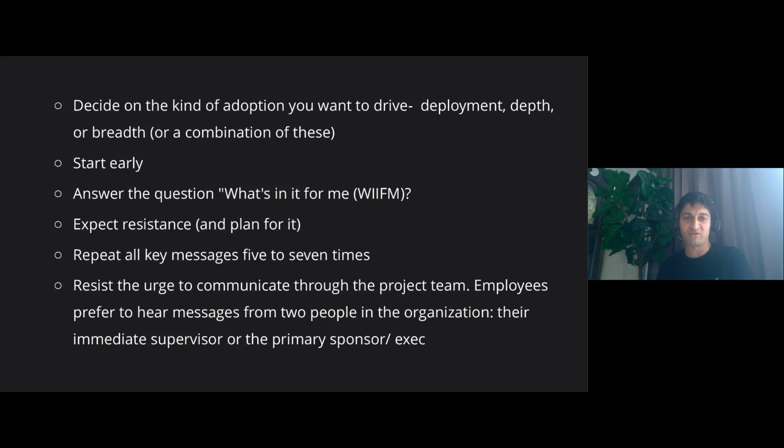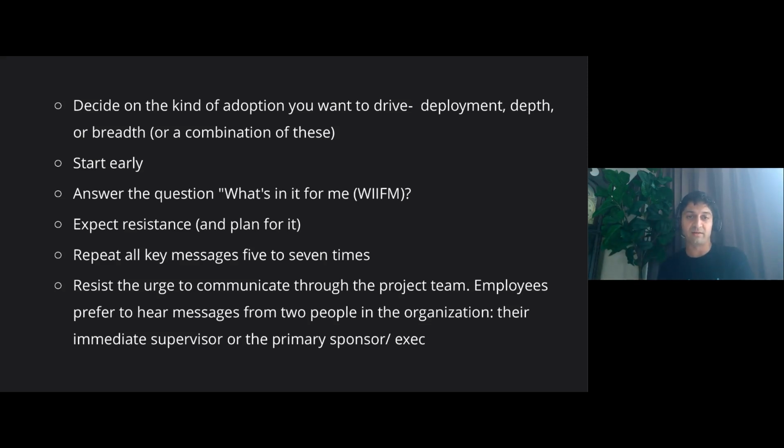The last thing, which I didn't mention earlier, but again, this was an aha moment for me, is to resist the urge to use the project team or a shared mailbox to reach out to your end users. Employees or users really want to hear from one of two people, right? It's either their direct manager or supervisor, or it is the exec sponsor, who's often a C-level person.